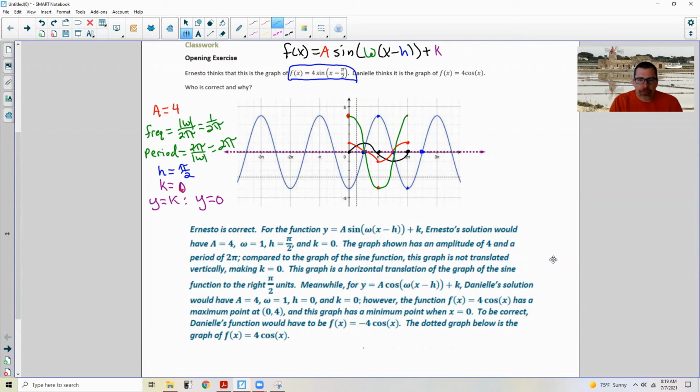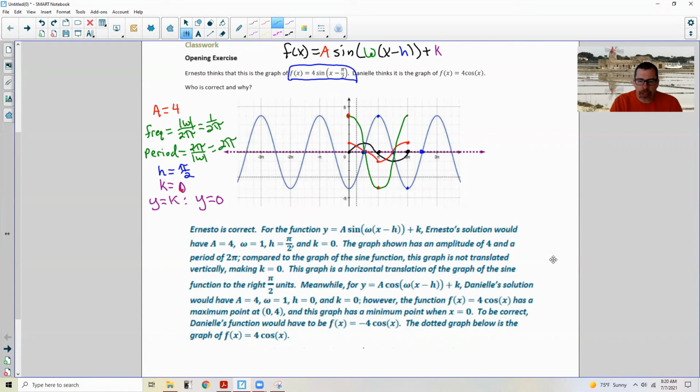The graph shown has an amplitude of 4 and a period of 2 pi. Compared to the graph of the sine function, this graph is not translated vertically, making k equal to 0. The graph is a horizontal translation of the graph of the sine function to the right, pi over 2 units.